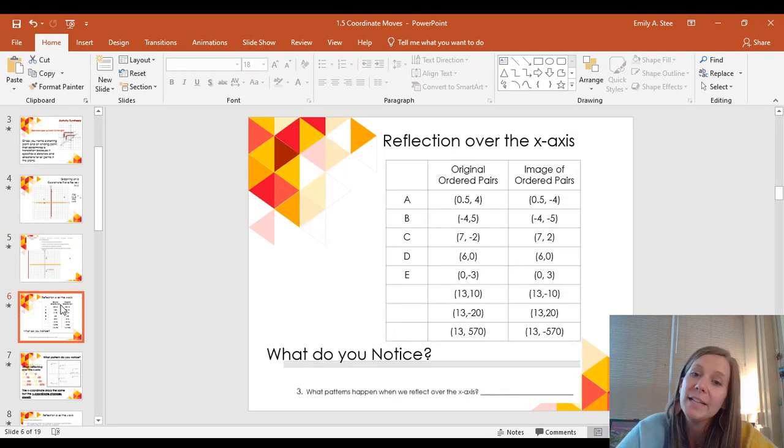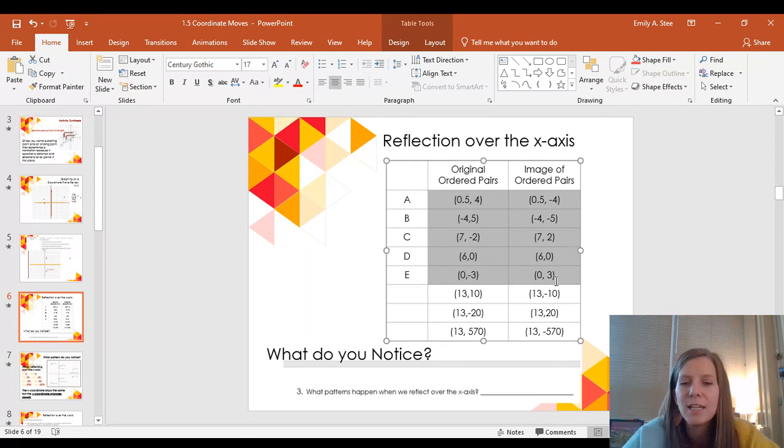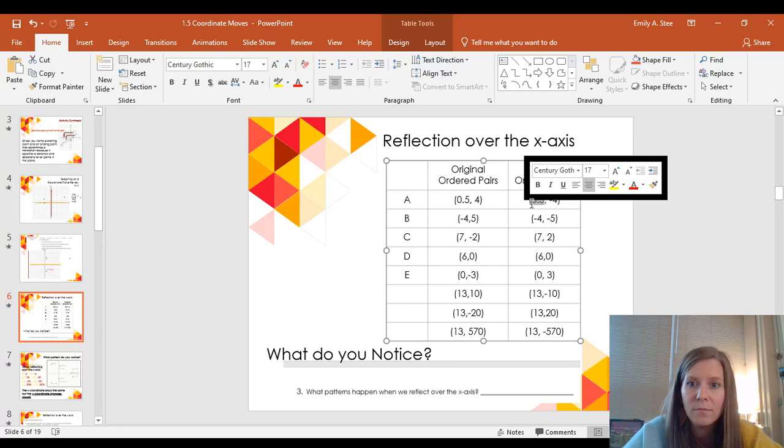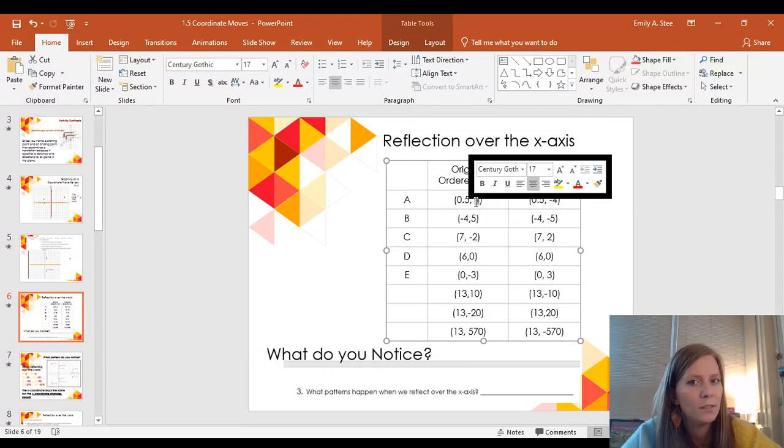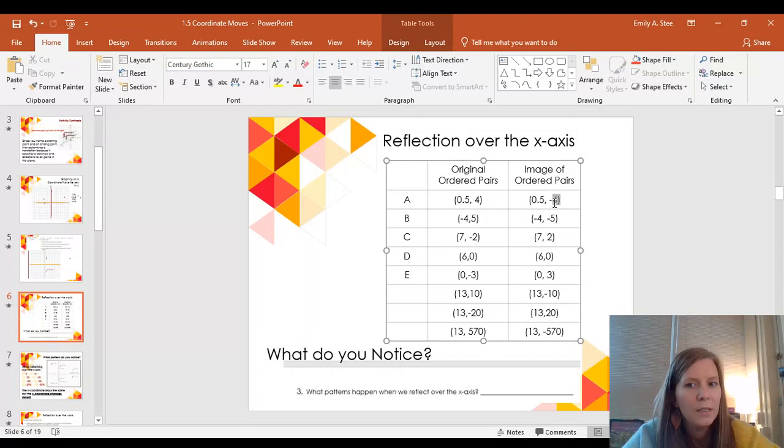The next thing we're going to look at is a pattern that we noticed. In this ordered pair here, I'm going to highlight all the points that you just worked really hard on. You know exactly where they were originally and then where they moved to. I want us to look at something. If we're at A and we were at 0.5, when we reflected it, the x was still at 0.5. Now look at our y. It was at 4. Now it's at -4.